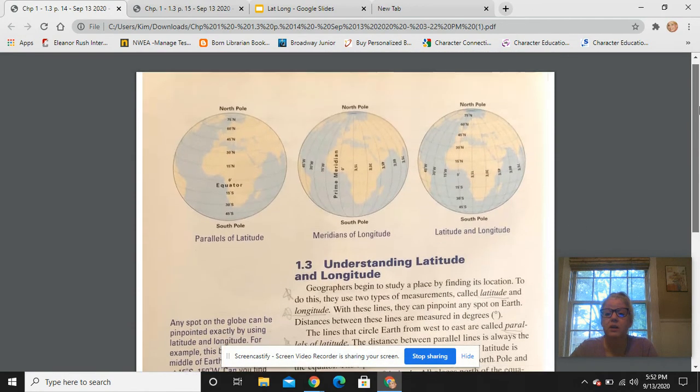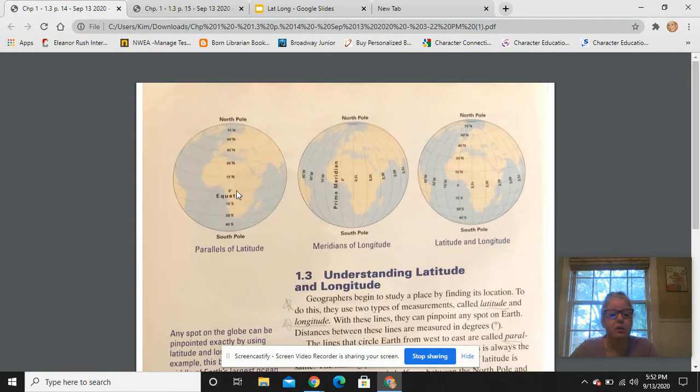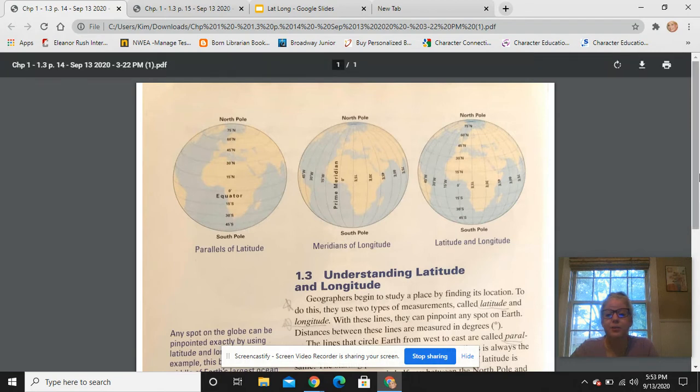So if you look at the map, you see here they have the lines of latitude marked off. They have them marked off in 15-degree increments. And the North Pole would be 90 degrees north, and this little N means north. So this would be 15 degrees north latitude. The little S means south. This would be 30 degrees south latitude.